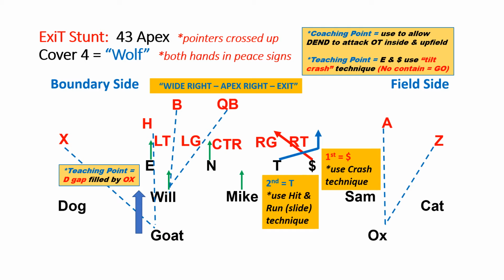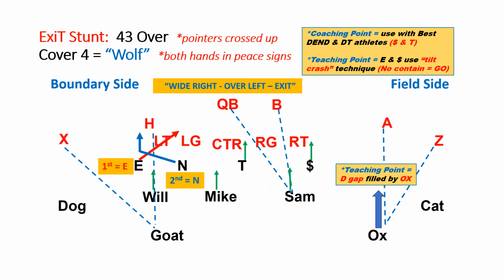Again, this is just an example of an exit stunt. Key point here is when we call the exit stunt, it's always going to be done with the 3 technique tackle or nose guard. We don't want to come all the way from the A gap. Again, here is another exit stunt coming out of now an over front.